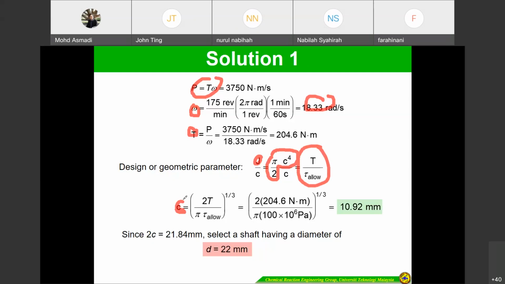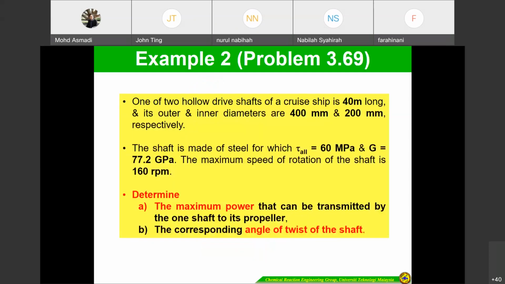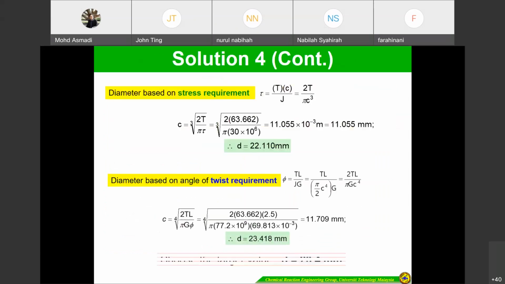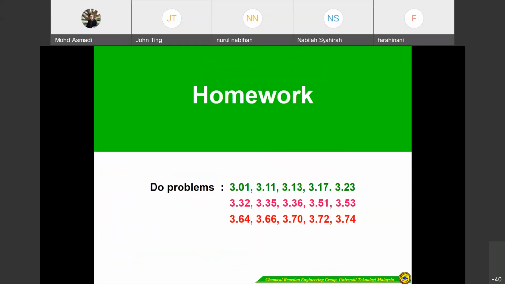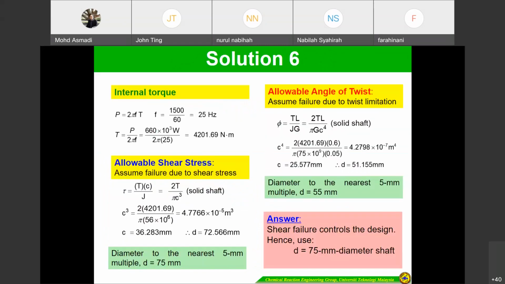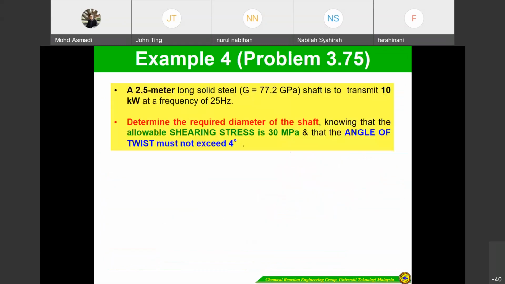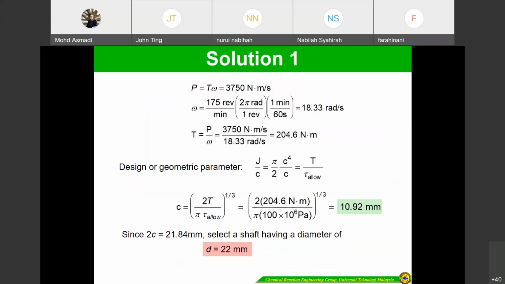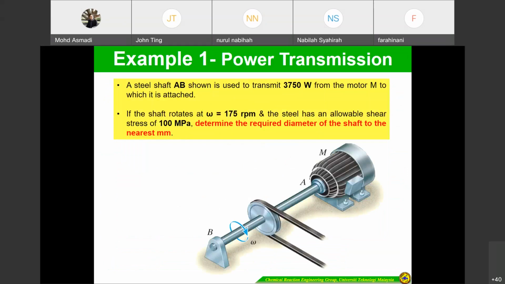I think the other examples are also similar. You can read, there is already a solution there. I already provided the solution. This is not homework, okay? Homework later I will give in the e-learning. So please read. I think I included the question about the power, like the previous semester.